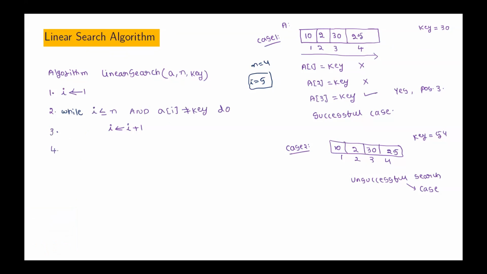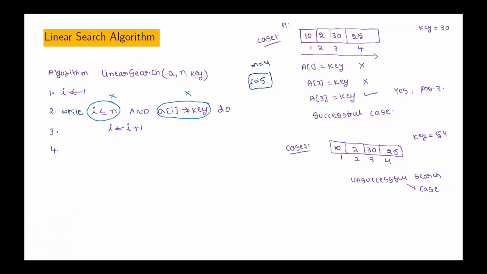What is the next thing that we are doing? We keep repeating this process. When does this condition fail? When do we come out of the while loop? In either case we come out. If I less than or equal to n fails, if it is false, we come out. Even if the other condition is false, we come out.